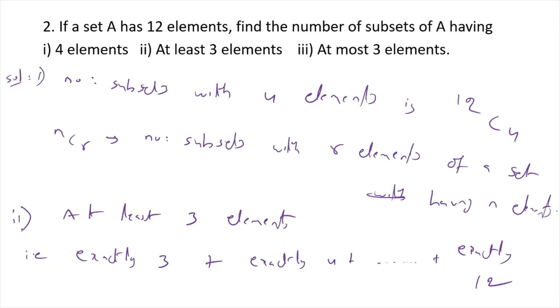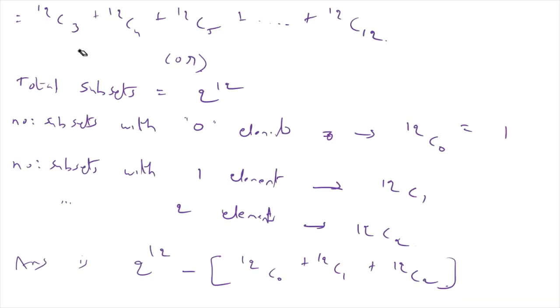The first one is to find the number of subsets with at least 3 elements. At least 3 elements means there can be 3 elements or 4 elements or 5 elements, so on up to 12 elements. So number of subsets with 3 elements is going to be 12 choose 3, 4 elements is going to be 12 choose 4, and so on up to 12 elements is going to be 12 choose 12. So you can leave the answer as it is, or else you can solve the problem in another way.